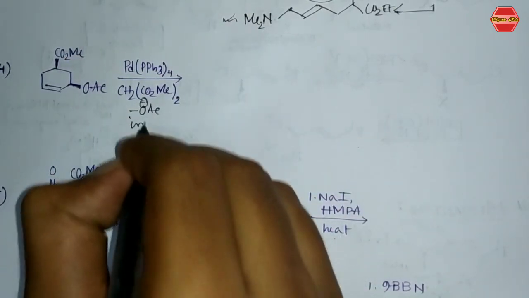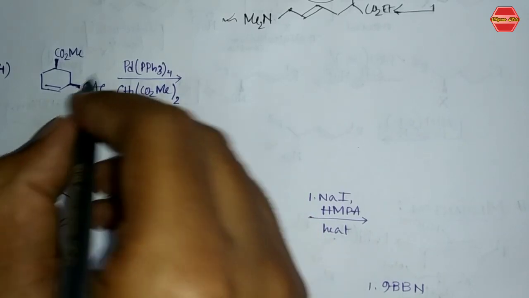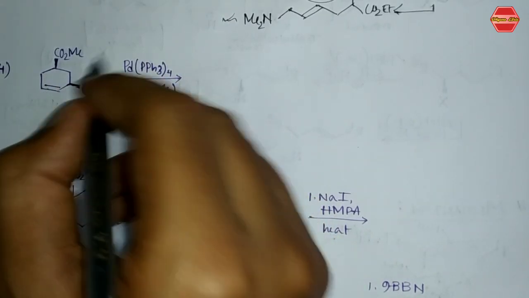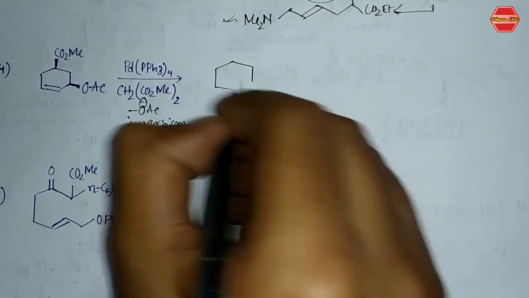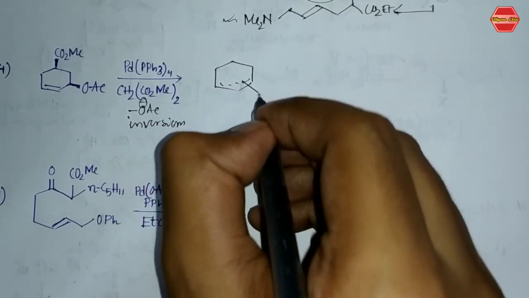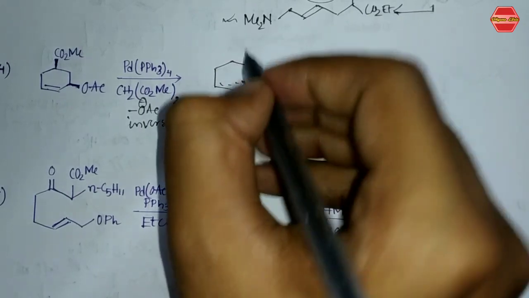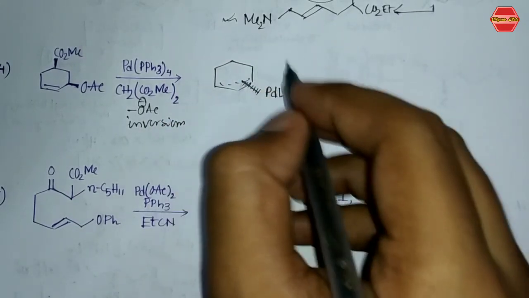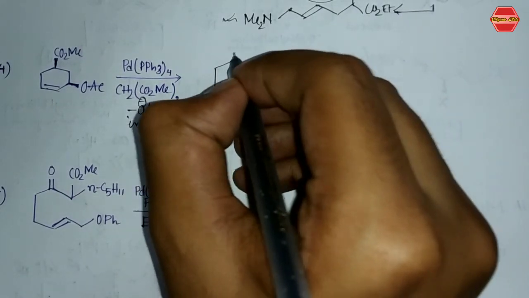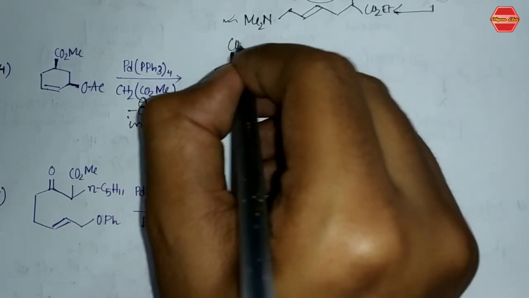So this step is the inversion step, because palladium is at this group above the plane, so palladium is now attached with this group from below the plane. So this is your below the plane, we can write it in this way, and this is your CO2Me. Okay, so this is your CO2Me.